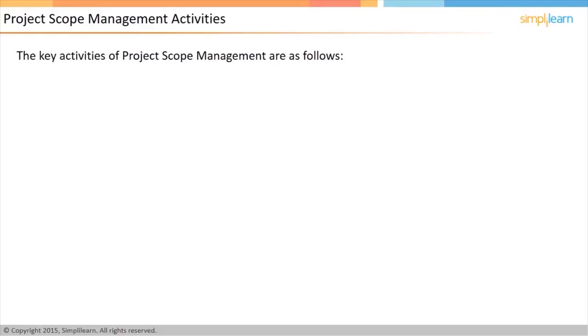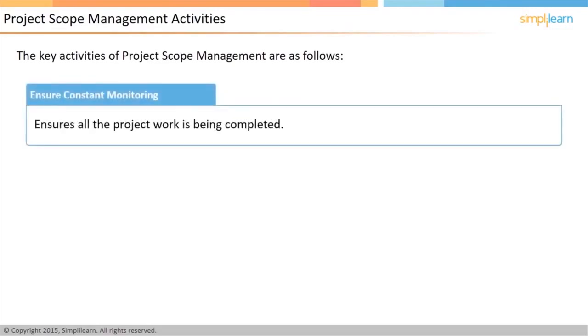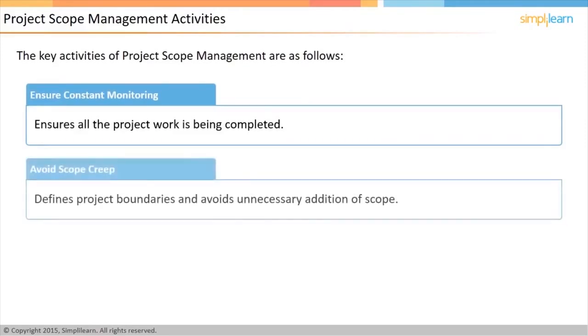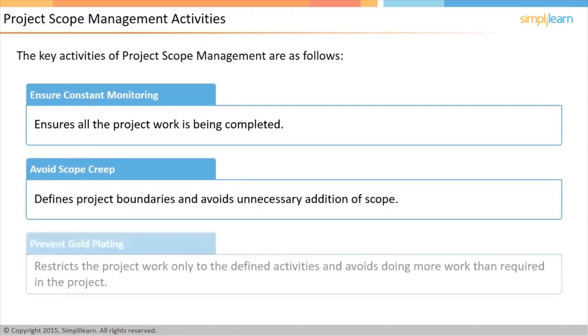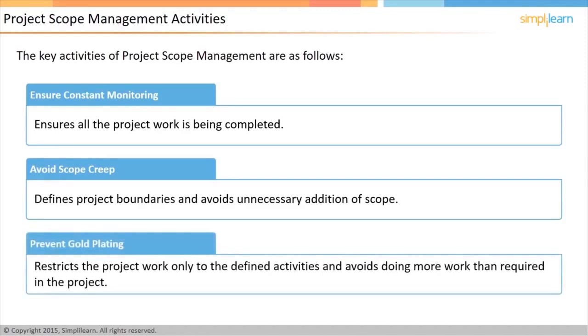Let us look at a few of the typical activities that happen as part of the project scope management. Constant monitoring is essential to make sure that all the project work is being completed. The gradual, uncontrolled increase in scope of the project is referred to as scope creep. It is necessary to define the project scope boundaries and not let people randomly add to the project scope. Gold plating is doing more than what is required as part of the project scope. This has to be avoided in projects.